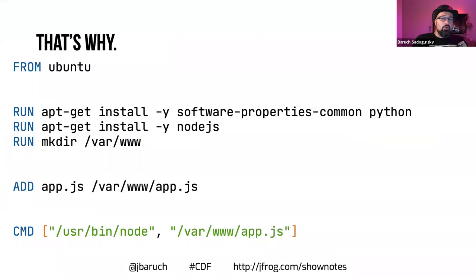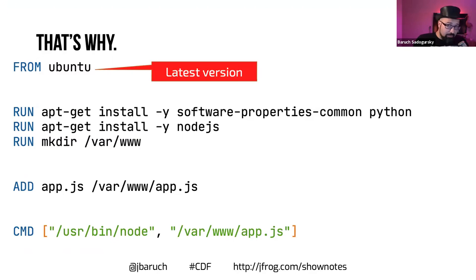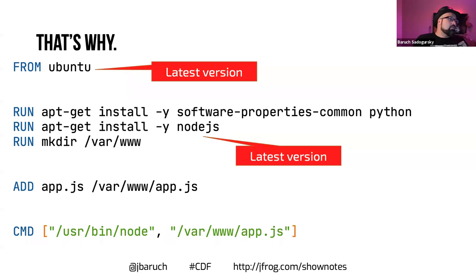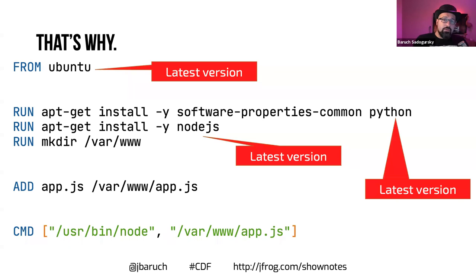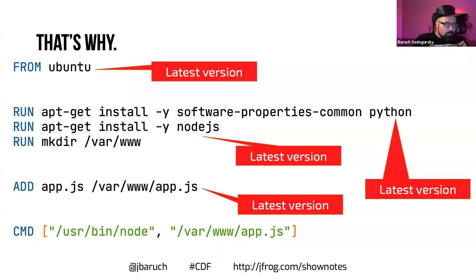Here's an example of a Docker image that I just found on the internet. What's astonishing in this example is that every line in this Dockerfile is actually a dependency on the latest version of something. So this is grab the latest version of Ubuntu. This is grab the latest version of Node.js. This is grab the latest version of Python. And this is grab the latest version of our app. You can see the problem.